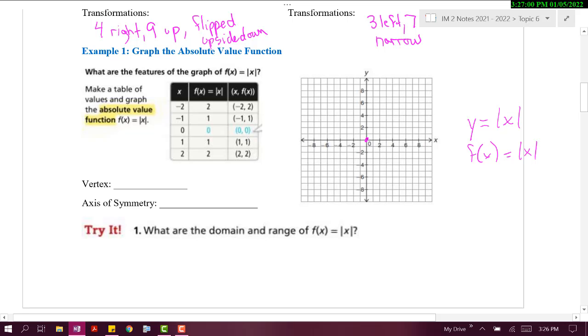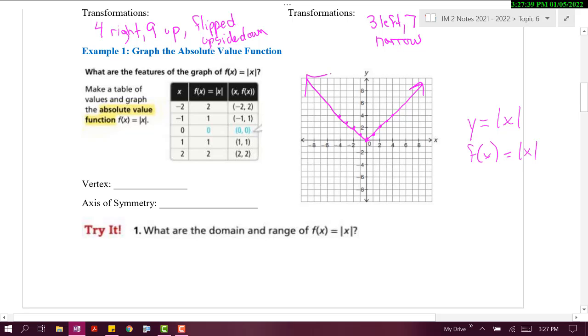So we can graph 0, 0, negative 1, 1, 1, 1, negative 2, 2, 2, 2. Notice it kind of looks like our parabola, except they're all on a straight line. There's two straight lines coming in here. So we could go another one, 3 and 3, 4 and 4, negative 3 and 3, negative 4 and 4. So it looks like this. It looks like a V.